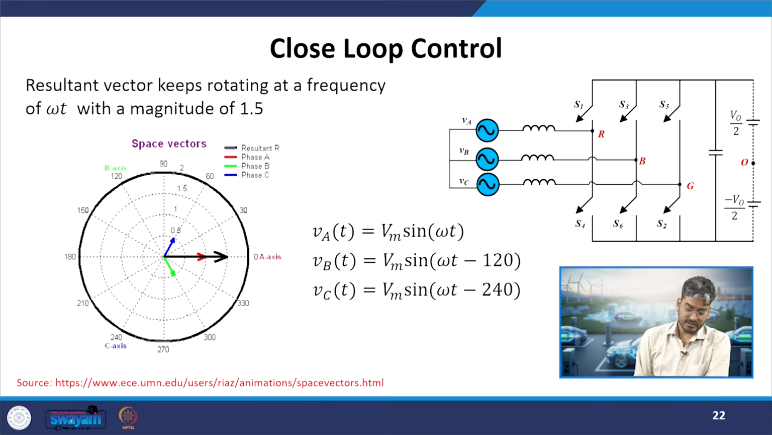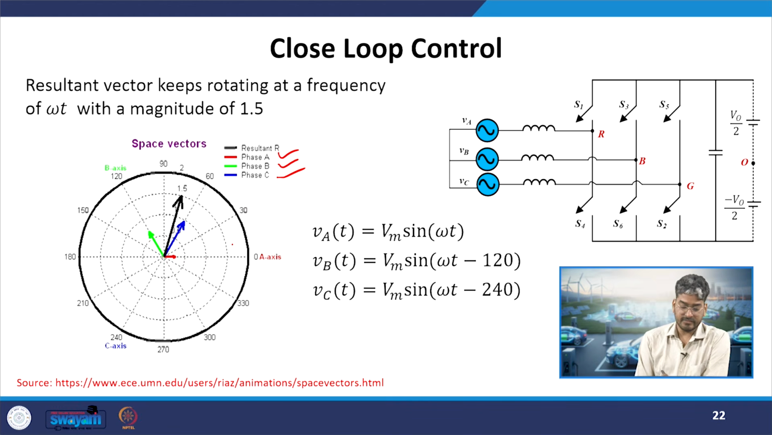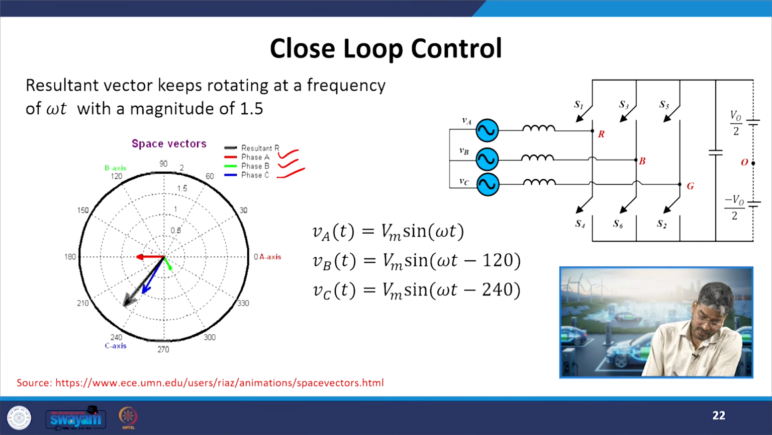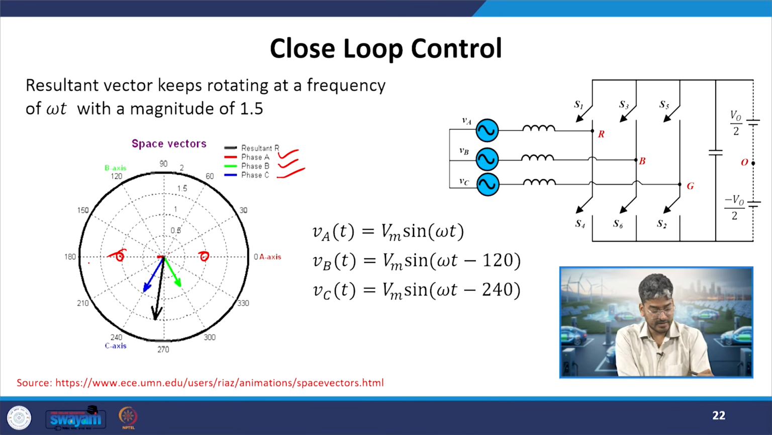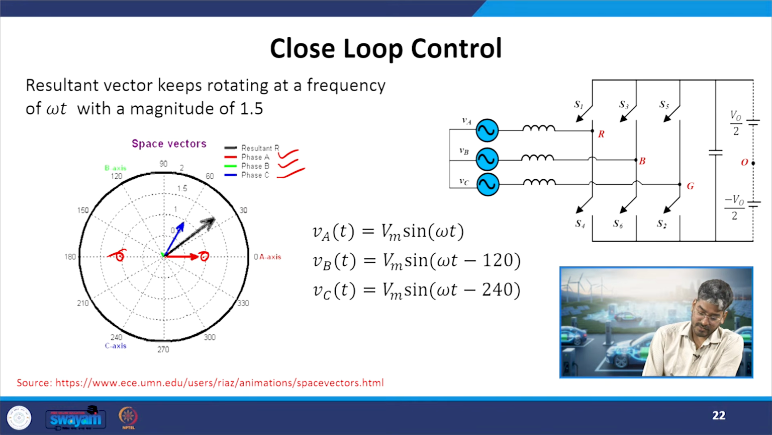So let us see this in terms of a diagram over here. In this space, we have 3 phases, phase A, B and C. This is the variation of them with respect to the omega value. For better understanding, let us concentrate on the A phase or the R phase over here. When omega is 0, it starts from 0, and it reaches the maximum, that is 1 per unit. When it goes towards the negative, it reaches 1 per unit in the negative direction, and so on.